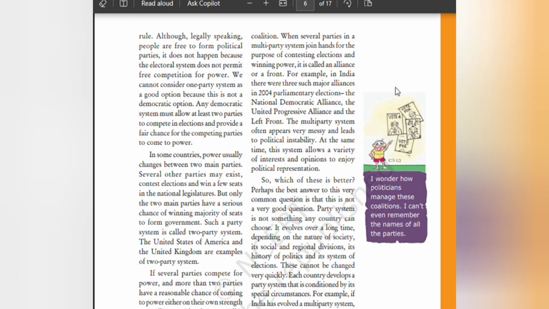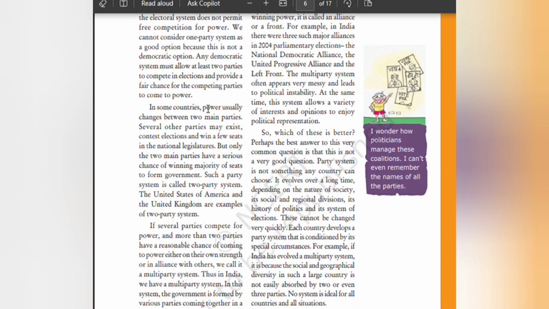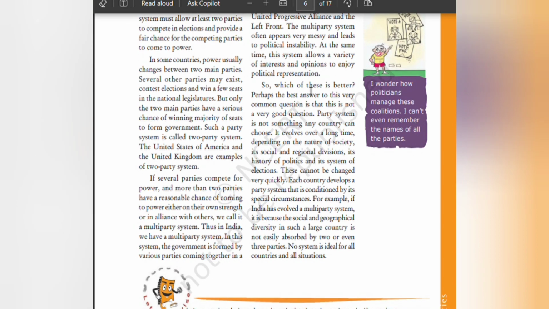For example, in India, there were three such major alliances in the 2004 parliamentary elections: the National Democratic Alliance, the United Progressive Alliance, and the Left Front. The multi-party system often appears very messy and leads to political instability. At the same time, this system allows a variety of interests and opinions to enjoy political representation.